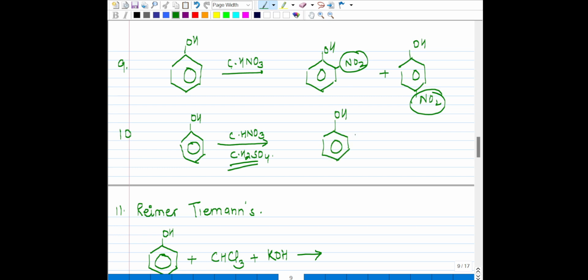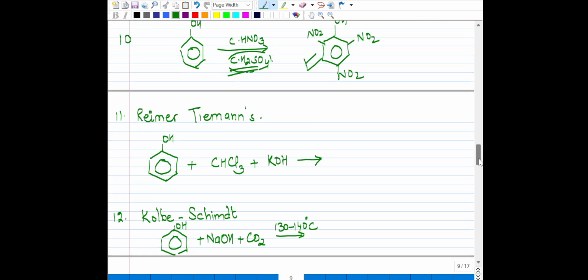Here OH, you will have NO2 on 2, NO2 on 4 and NO2 on 6. So this is 2,4,6 trinitrophenol, highly explosive in nature. So remember, if there is only concentrated nitric acid, you get ortho and para nitrophenol, and if there is concentrated sulfuric acid, then the reaction goes further, there is further substitution and you get 2,4,6 trinitrophenol.